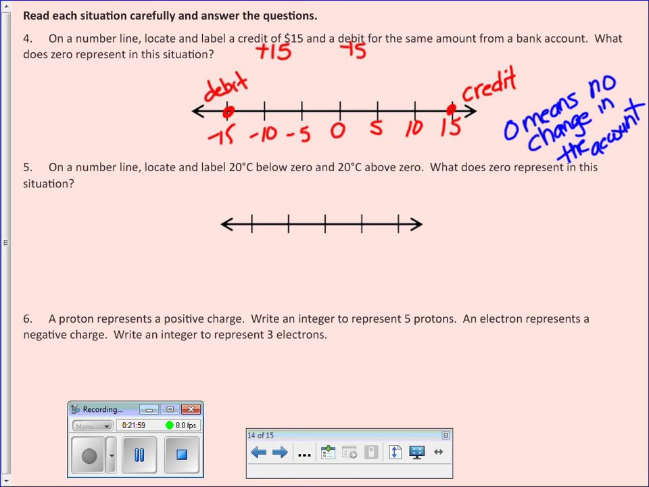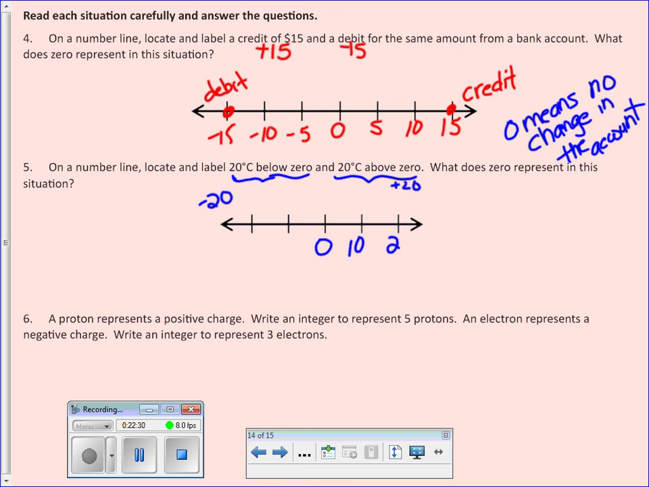On a number line, locate 20 degrees Celsius below 0. How would I write 20 degrees Celsius below 0? How would I write that as an integer? -20 degrees. Oops, integer, no labels. How would I write 20 degrees Celsius above 0? +20. So here's 0 on my number line.